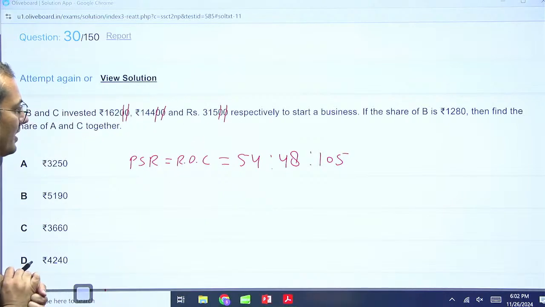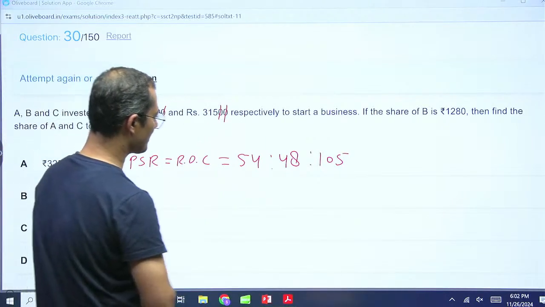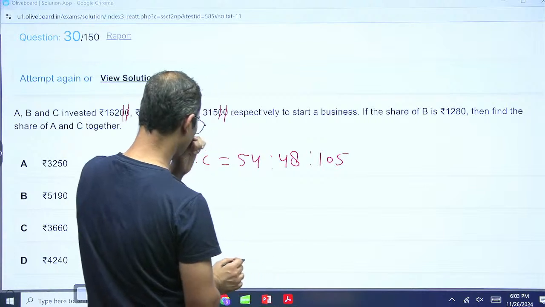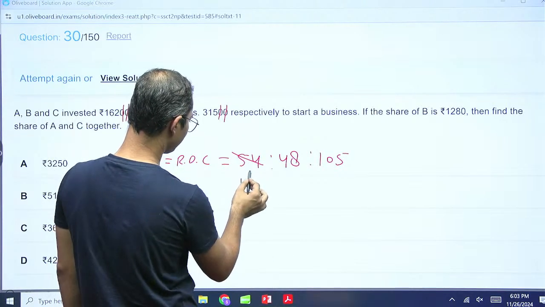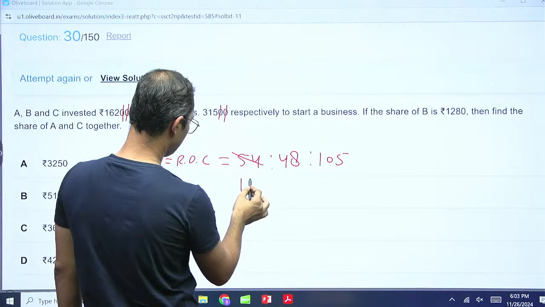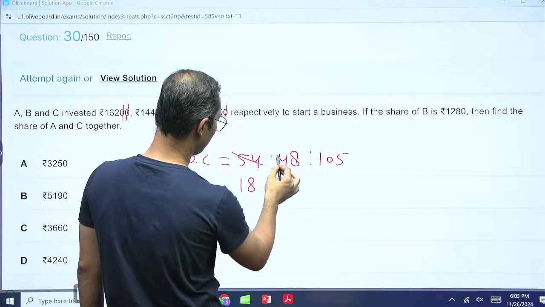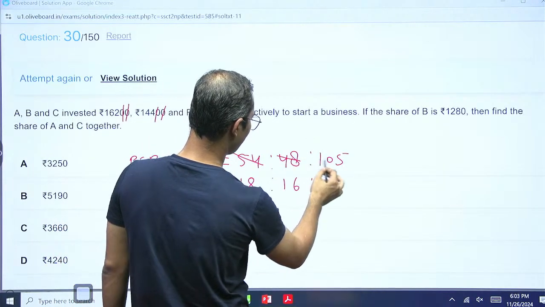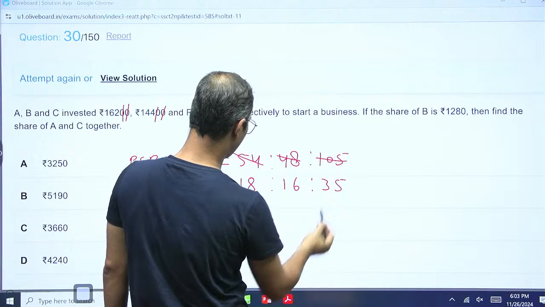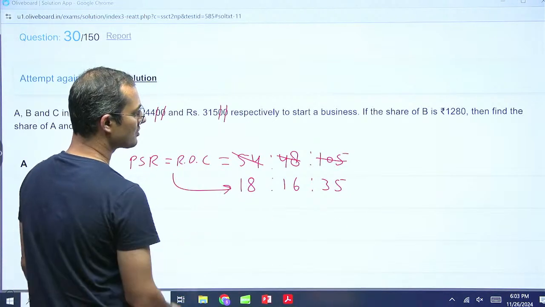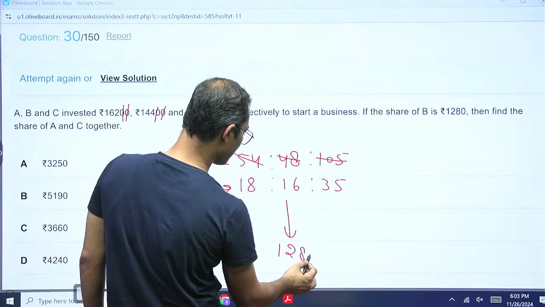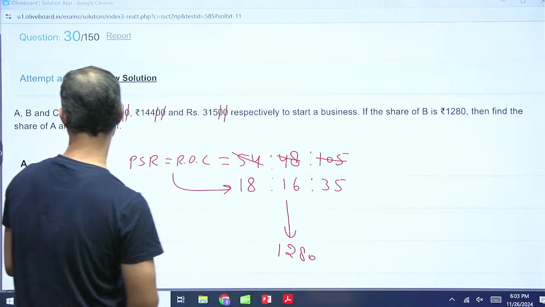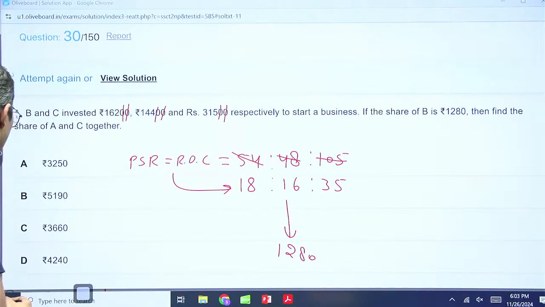So the share of B is this much, right? So we can say that again this is going to be cancelled by 3, right? So we can cancel it. 3 1s are 3, 3 8s are 24, 3 1s are 3, 3 6s are 18, 3 5s are 15, right? So this is the ratio, right? So we can say that 16 is equal to how much? 1280. Then find the share of A and C together, right?